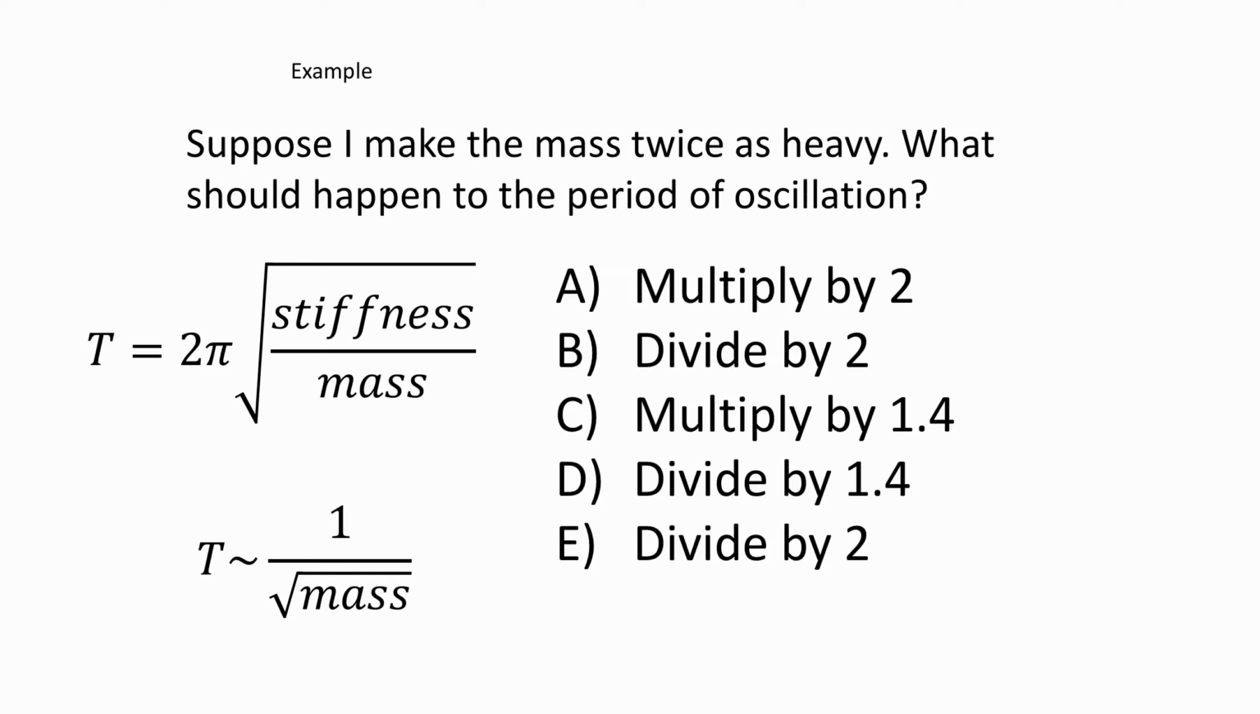Okay, so let's try an example here. Suppose I make the mass twice as heavy. What should happen to the period of the oscillation? Well, if you look in chapter 1 of our book, you see that there's an equation for period. And it looks like a little bit of a complicated formula. It's got a 2 pi in there. Pi is the ratio of the circumference of a circle to the diameter of a circle. You might be wondering, why in the world is that in there? We'll get into that. But for right now, you can just take it as that's the formula.